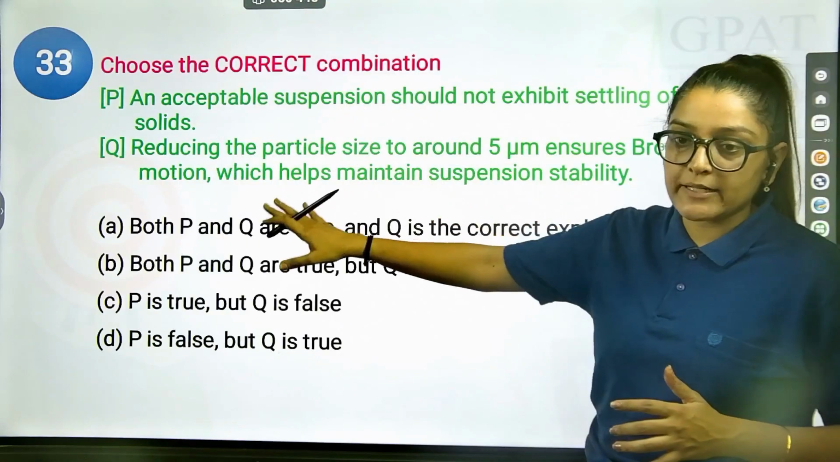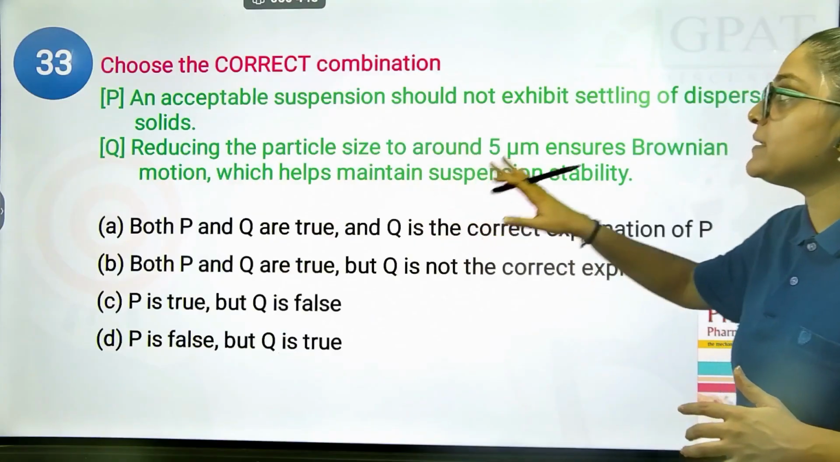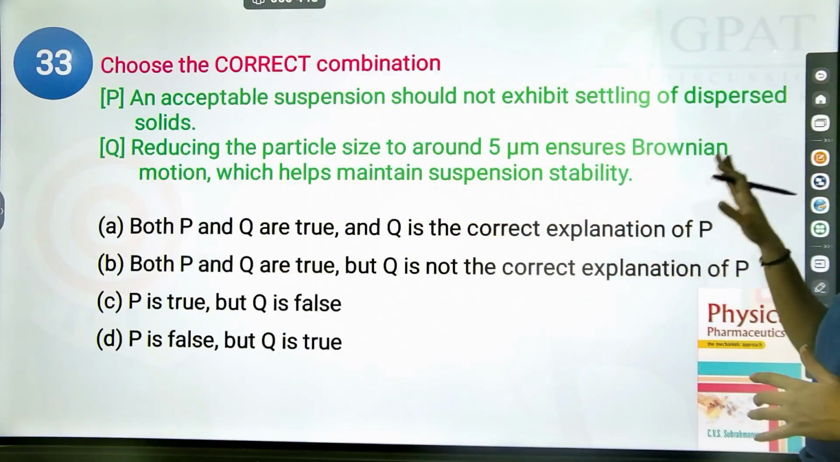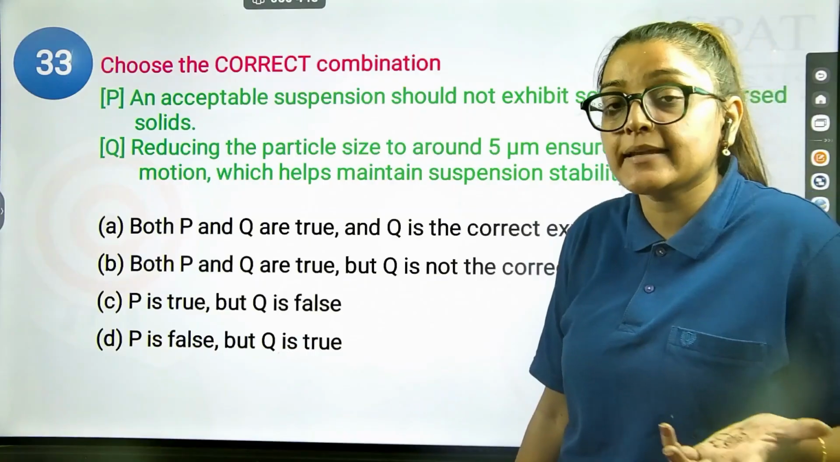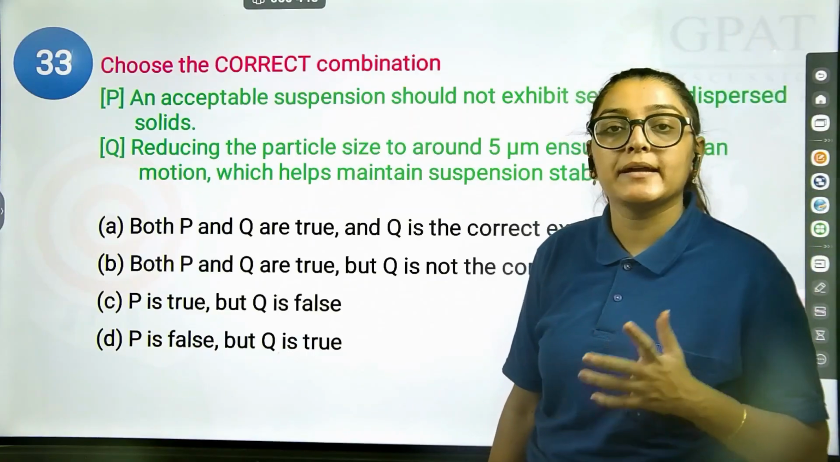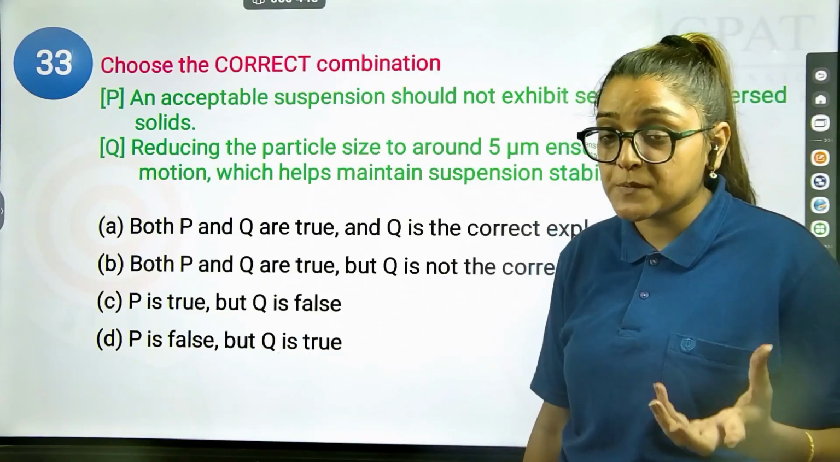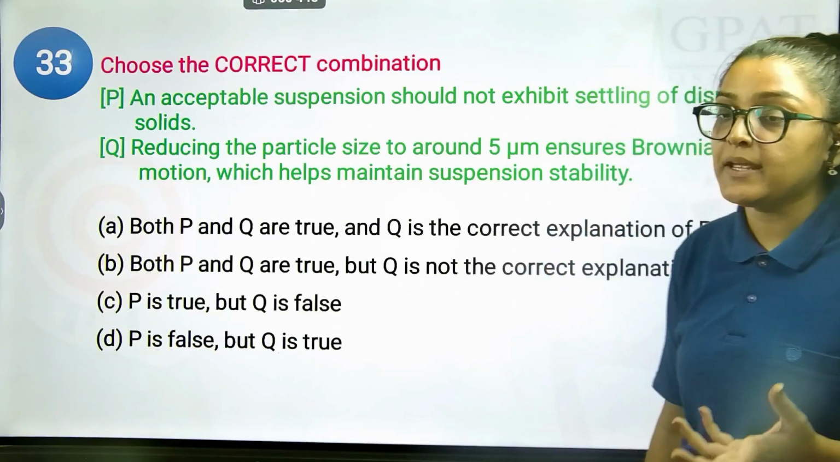Next, choose a correct combination. An acceptable suspension should not exhibit settling or dispersion of solids. This is clear. If it has to be settling down, then it might not be an ideal suspension. But if it is redispersible, then we can say it must be fine.